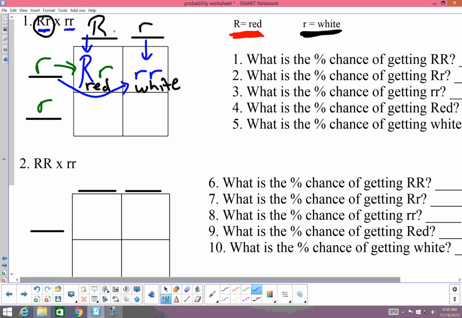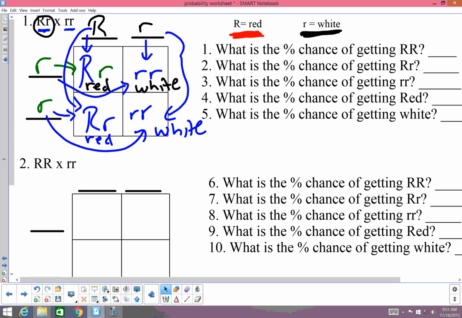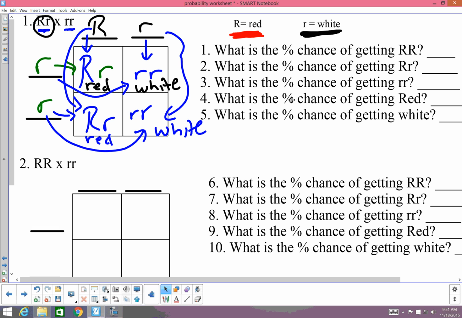Okay? You're going to bring this one down and this one over. So you get a capital R and a lowercase r. Again, this is red. And then the last one, bring that down, bring this one over, and that should be white. So now let's fill in the Punnett square. Let me see if I can move this over. Here we go. All right, so let's answer the questions now.